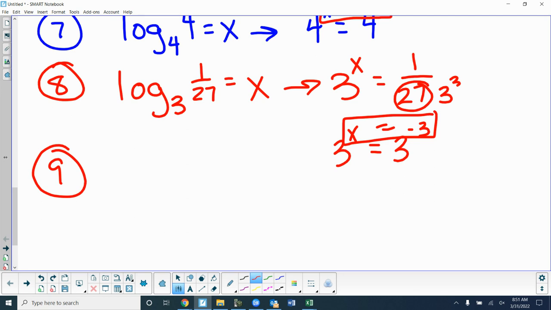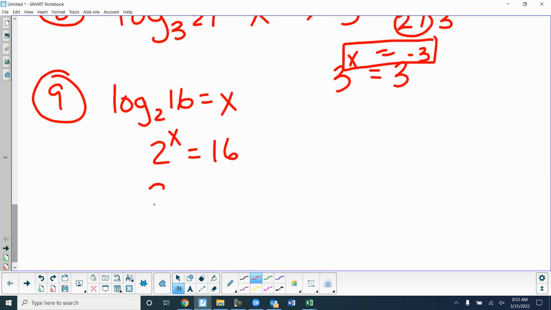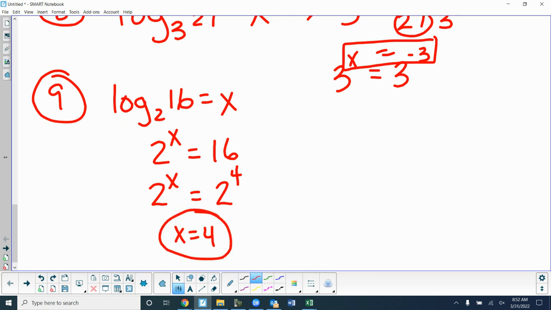Number 9, log base 2 of 16 is the problem. Again, we write equals x, and then we rewrite it in exponential form. Can I write 16 with a base of 2? Yeah, it's 2 to the 4th. 2 times 2 is 4, times 2 is 8, times 2 is 16, right? So what's my answer? 4. Okay?